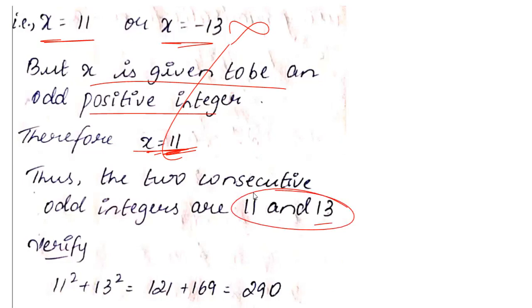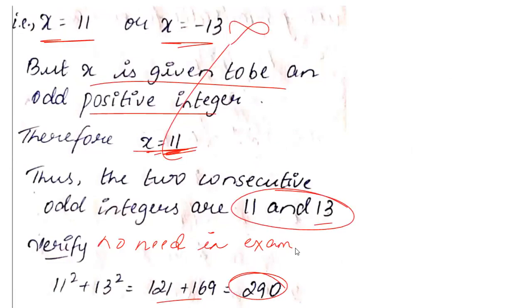If you verify later, 11 square plus 13 square, you have to get 290. This is not required to write in the exam. No need in the exam.